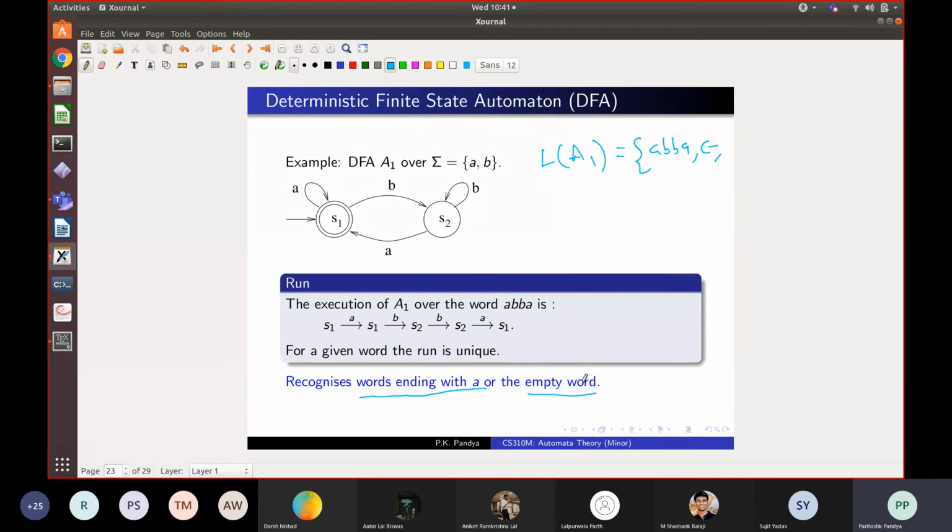ending it, right? So what is the language of this? You can write it abstractly as all strings X such that X is either epsilon or X ends in A, right? This is the language of automaton A1. So you can figure out what the language of this automaton is.